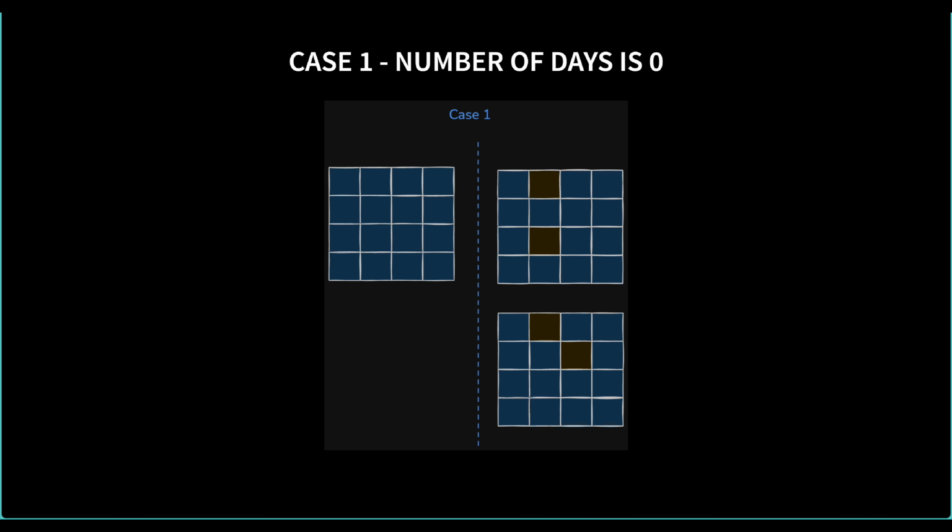Case 1 is that we have the number of days as 0. This can happen if the grid has no land cell, for example, the grid on the left, or we have more than one island, like the islands on the right side of the diagram. Then the island is already disconnected. So in this case, we will return the number of days as 0.